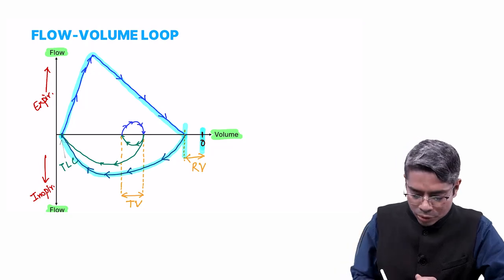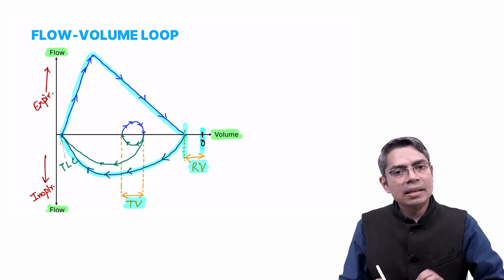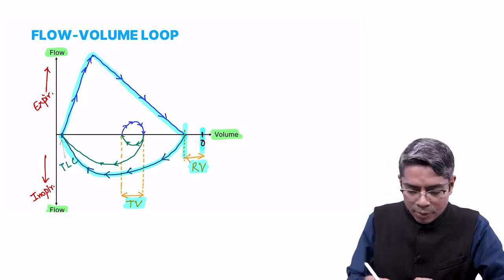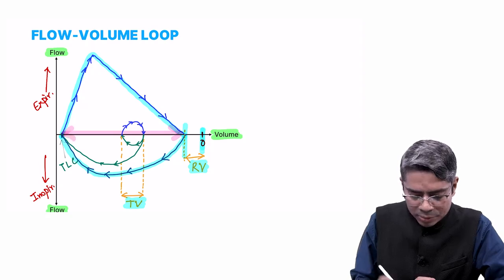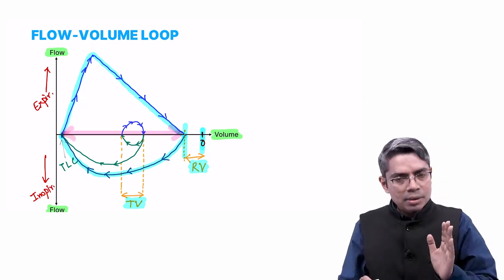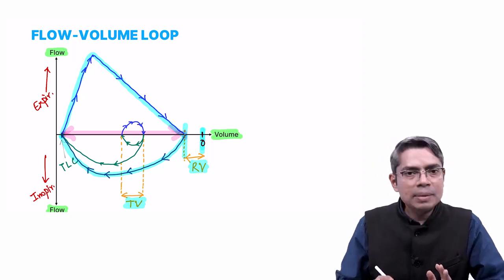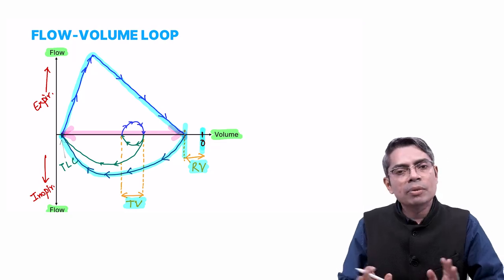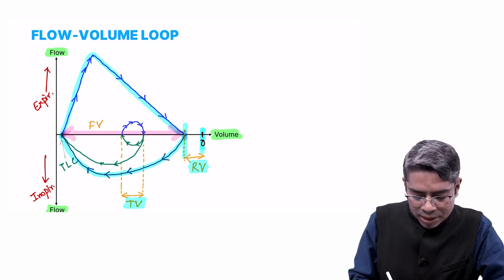Got it? So, you got the tidal volume, you are getting the residual volume, and if you measure the volume from this TLC point up to this residual volume point, what is the name of this volume? Tell me. So, from this residual volume point up to the TLC point. If you remove the residual volume from the total lung capacity, what is the name of that? That is nothing but your forced vital capacity.